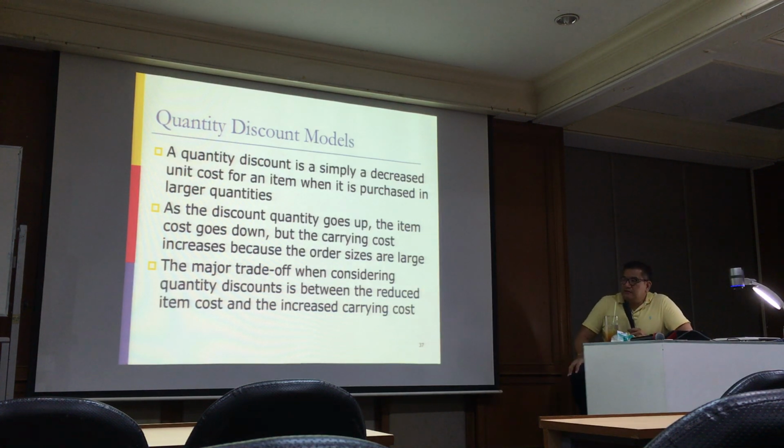So the problem is, how do you know which level or amount we should order? If we order too much, we pay more for the carrying cost. If we order less, we pay less for carrying cost, but we get less discount as well. So how many is optimal? What is the amount to order that we're going to make?